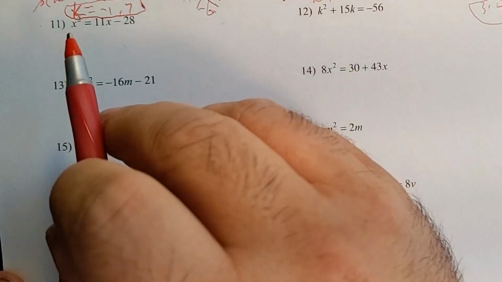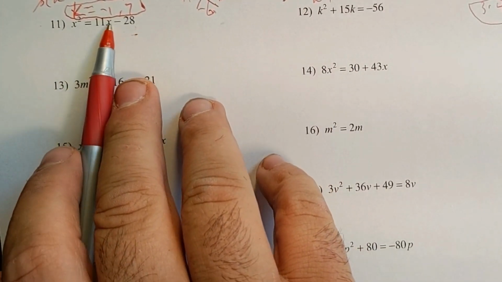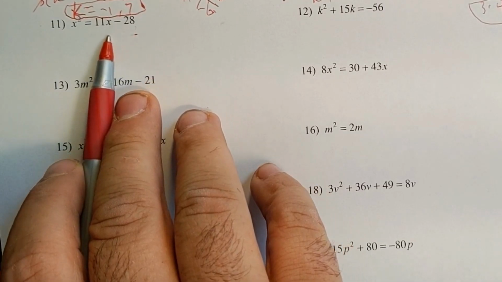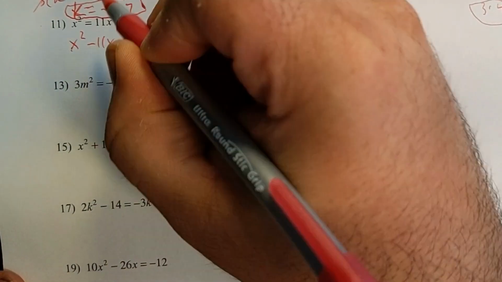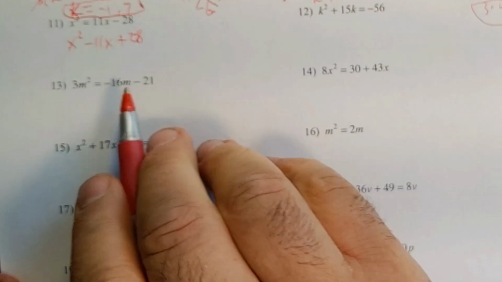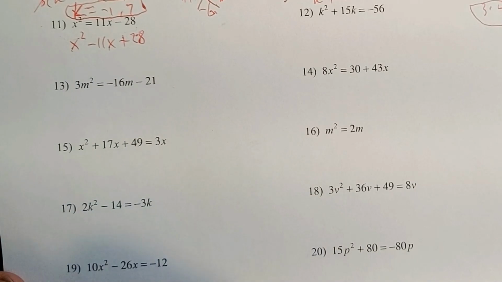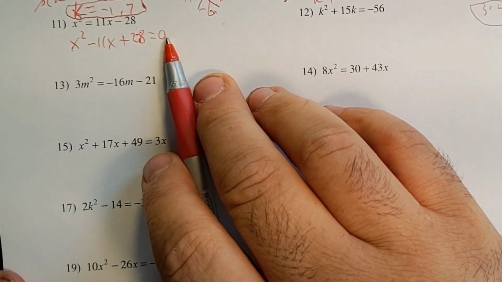Number 11. This is not in standard form, so we need to move things around. We're going to subtract 11x to move it across. We're going to add 21 to move it across. So when we rewrite it, it's going to be a negative 11x because it moved across the equal sign. It's going to be a positive 28 because we moved across the equal sign. And on the right side, we have a 0, which is what we wanted.